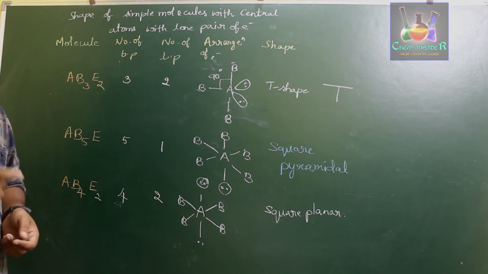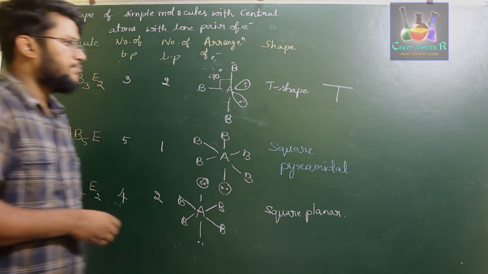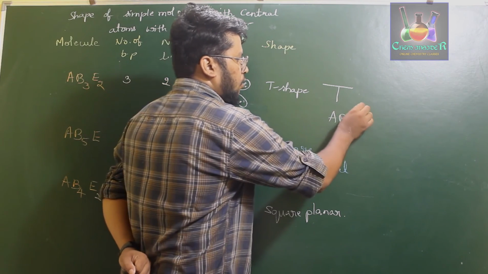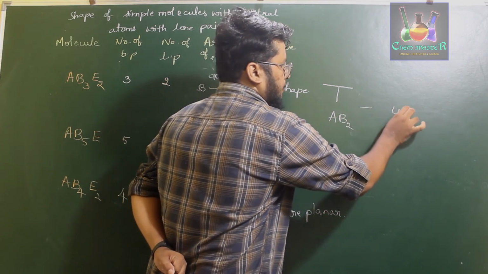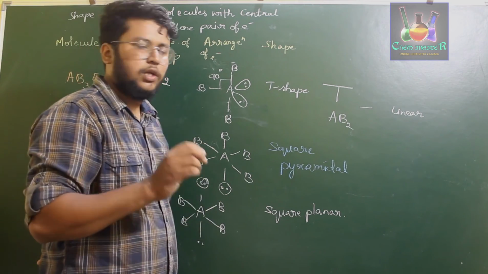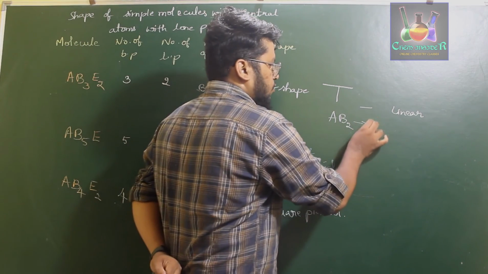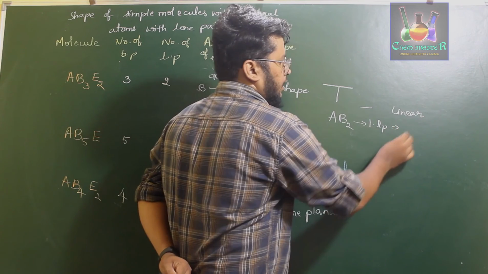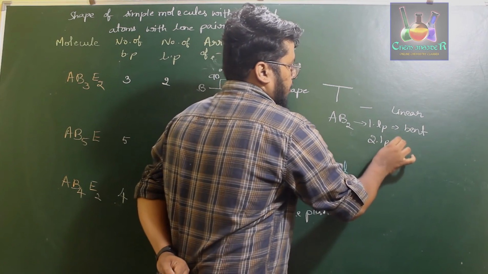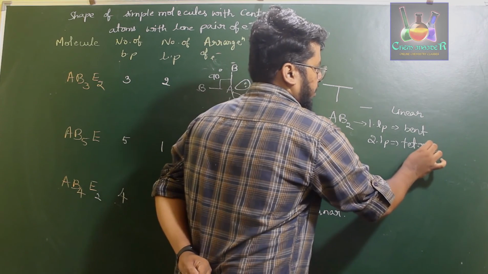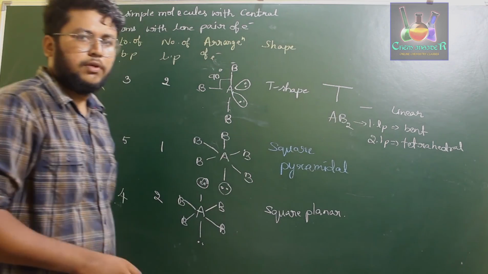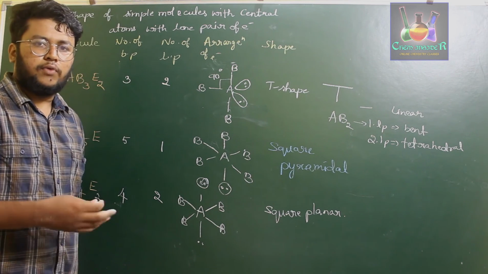For example, if you consider the AB2 molecule, if it has no lone pair, it gives us linear geometry. If it has one lone pair, it gives us bent shape. If it has 2 lone pairs, it gives us tetrahedral geometry, right? So, as we increase the lone pairs of electrons in a given compound, the geometry varies.